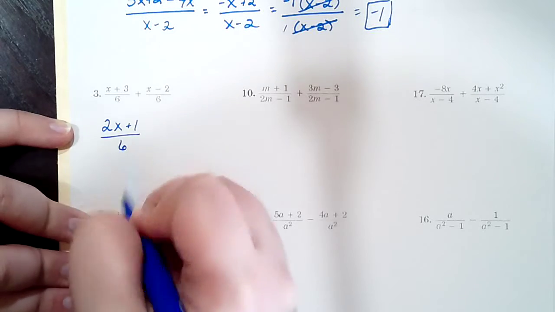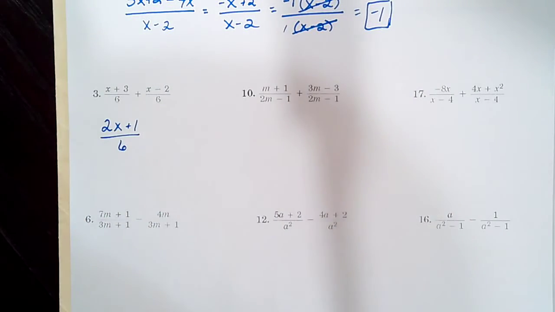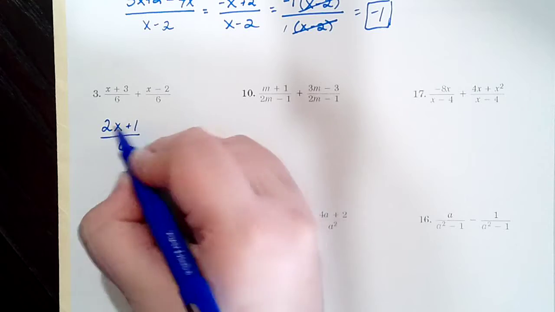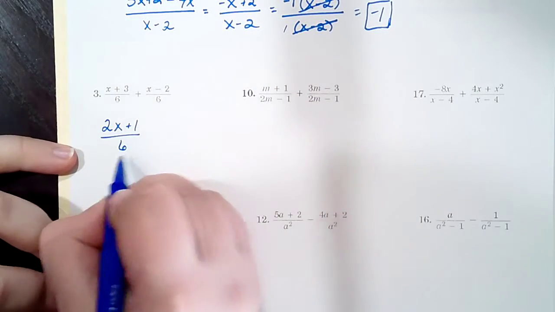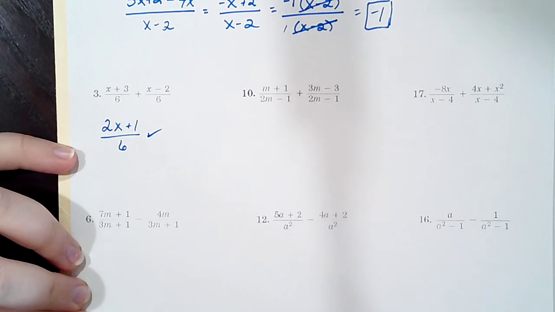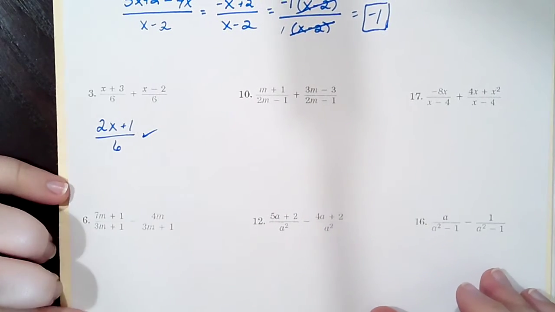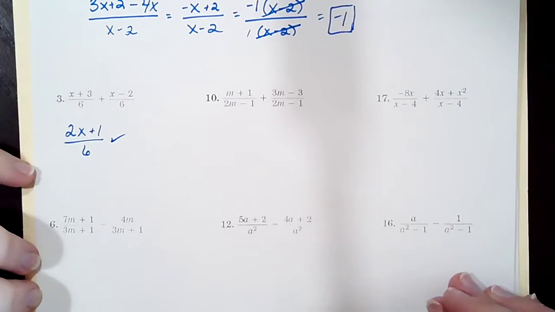And it's all divided by 6. I look at this one, they're not all divisible by anything. There's no greatest common factor that I can factor out. So this one is done. I'm just going to leave a check mark by it instead of boxing it.